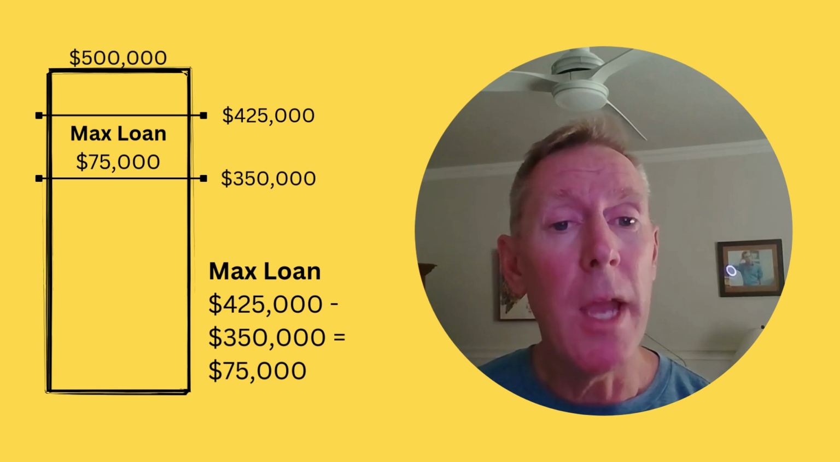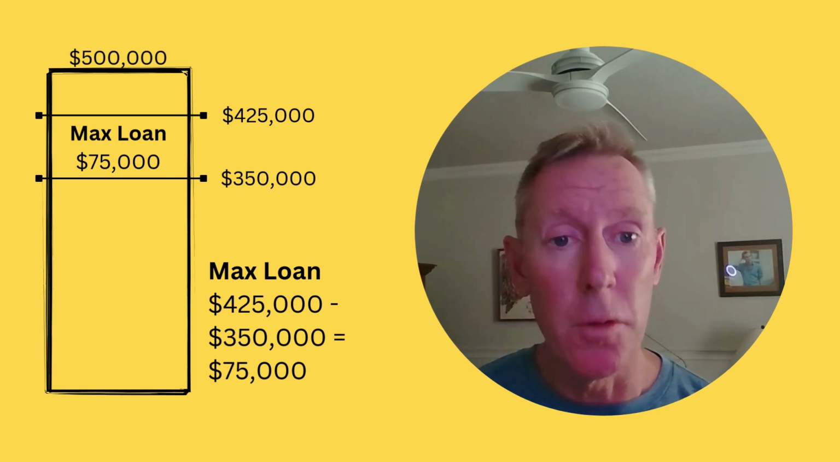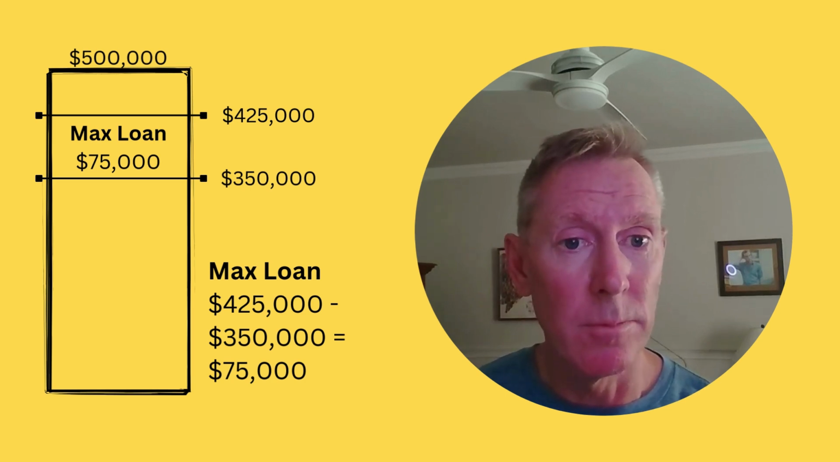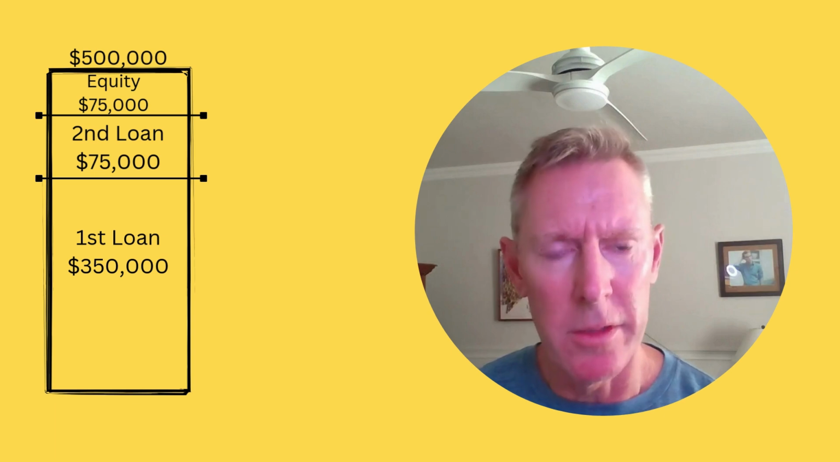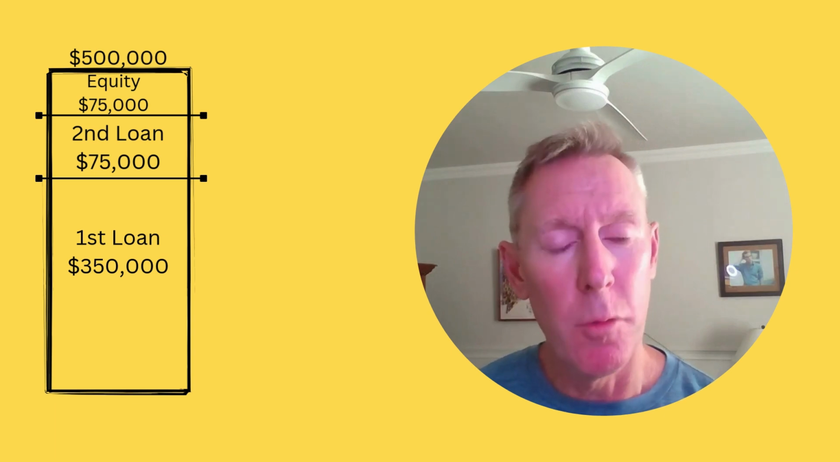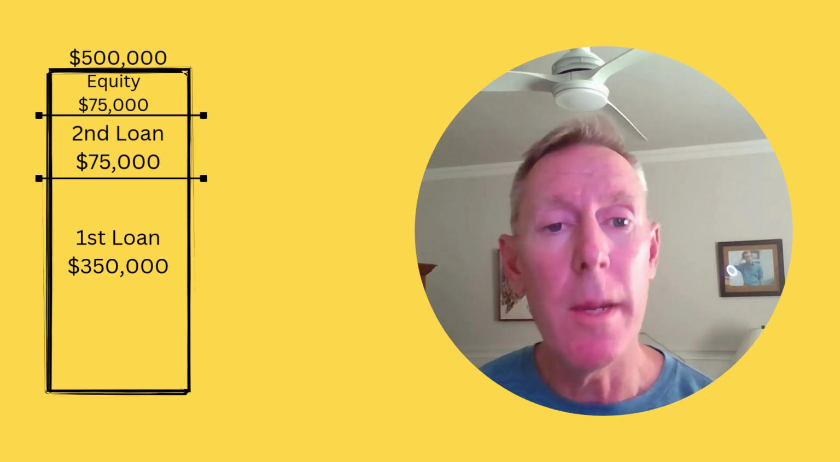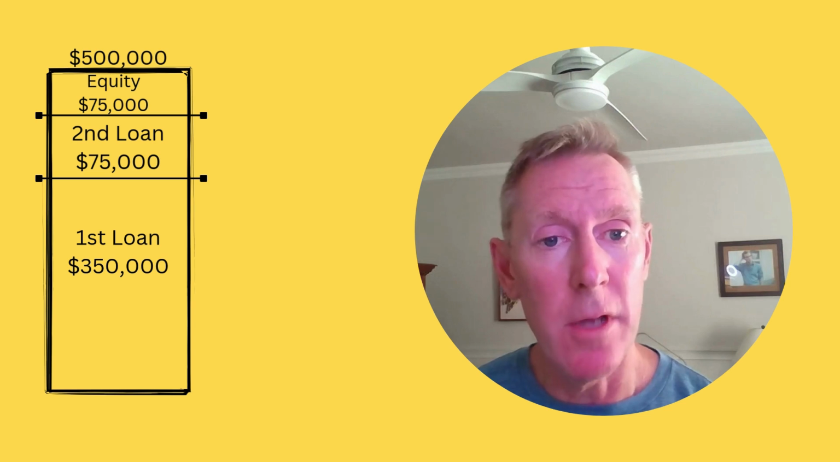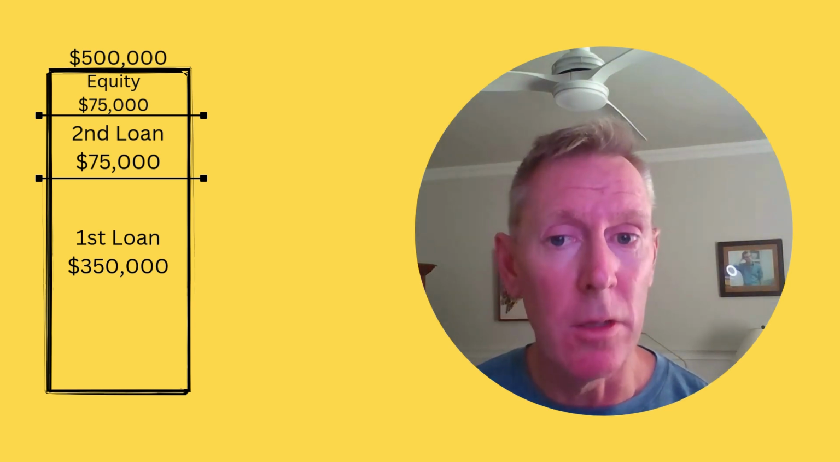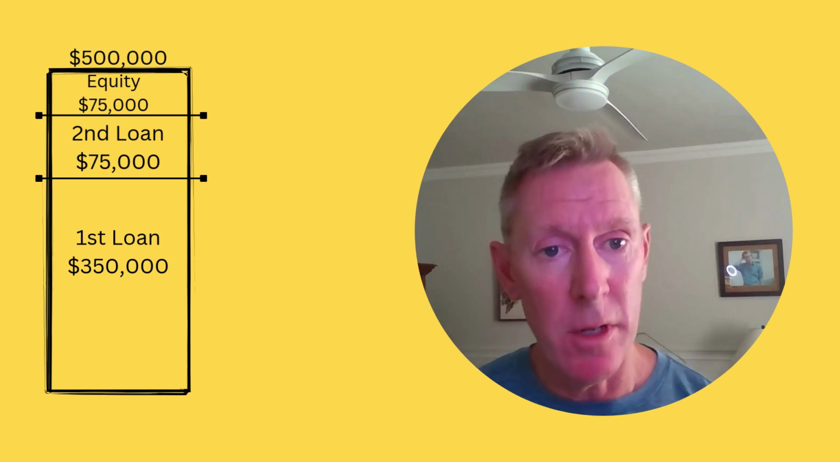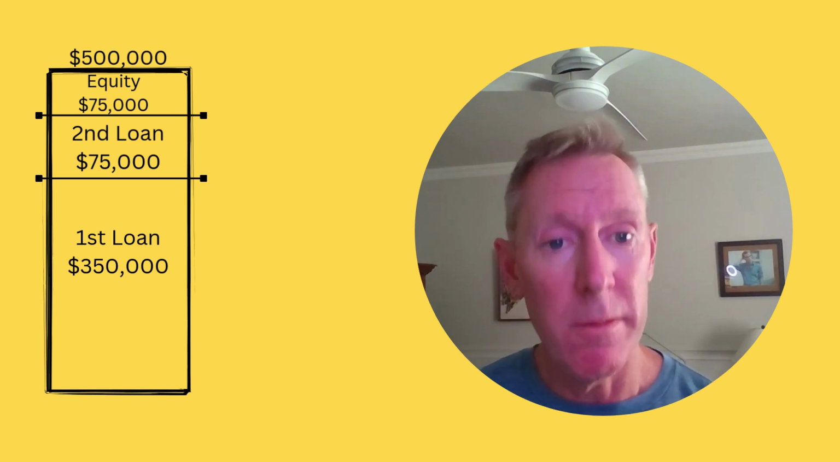Now, I can't borrow more than that, but I can definitely borrow less than that if I don't need the full $75,000. Home equity loans are also called second mortgages. So remember, I have a first mortgage, or what we also call a primary mortgage, of $350,000. So assuming I took out the maximum I could borrow on a second loan, that would be $75,000. So I have a second loan worth $75,000.